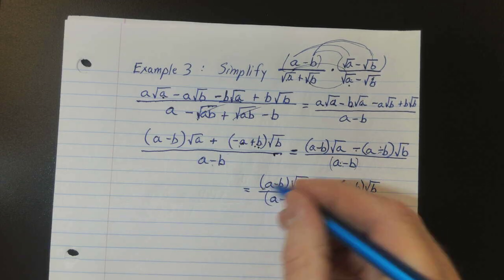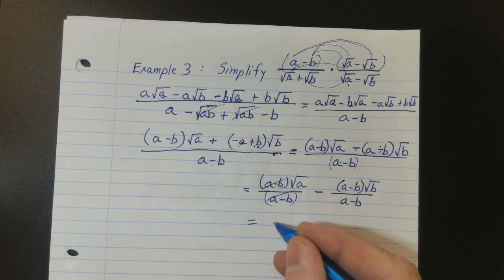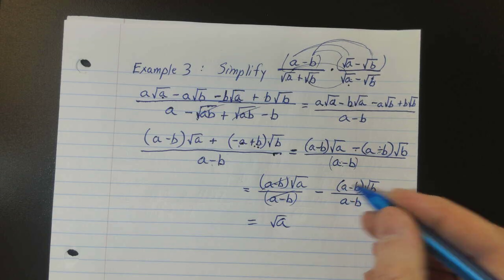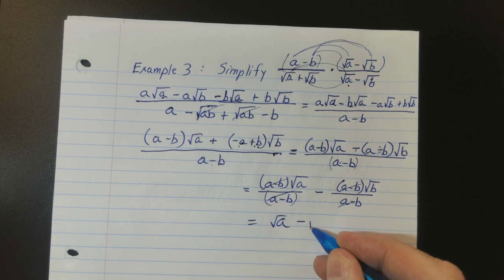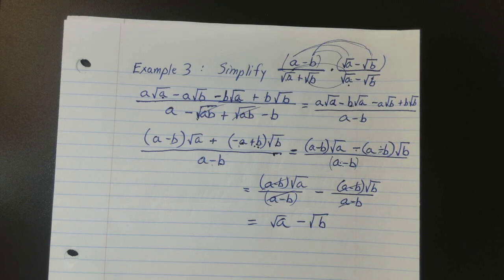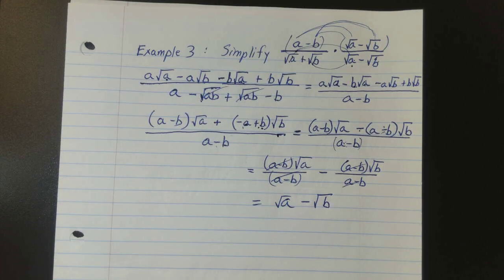These a minus b's are going to cancel. So that's the square root of a. And these a minus b's are going to cancel, and that's minus the square root of b. This is the best, most simplest answer, because that does cancel.